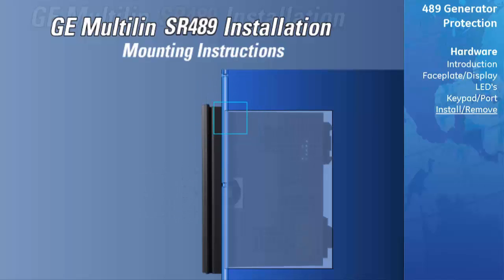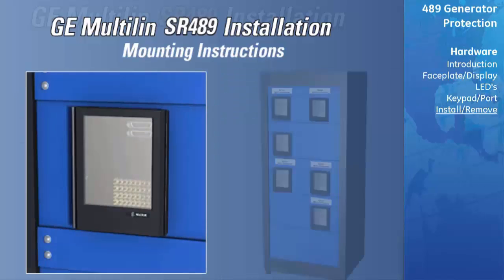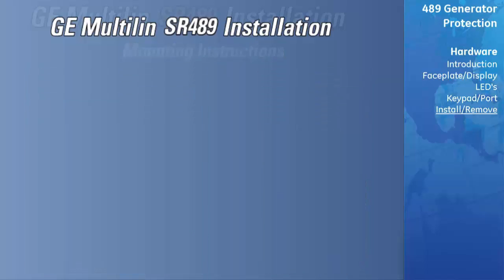Bend out the pair of retaining tabs to a horizontal position from each side of the case. The case is now securely mounted and ready for panel wiring. If additional support is desired, the optional SR mounting kit may be ordered. Inserting the unit into the case.